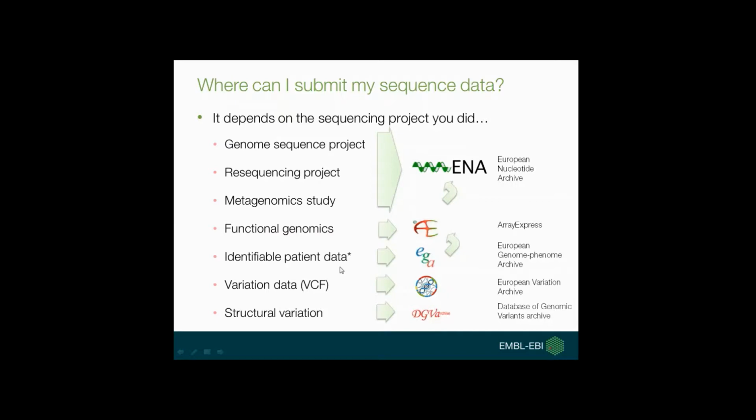Maybe you have been involved in a clinical trial and you've got identifiable patient data. In this case, that data is very confidential, so you must submit it to the European Genome Phenome Archive, where that confidentiality will be maintained. Similarly, if you've done a population study and you've got lots of variation data in a variant call file, that needs to go to the European Variation Archive. And if you have structural variation, so large-scale insertions, deletions, genome rearrangements, that needs to go to the Database of Genomic Variants Archive.